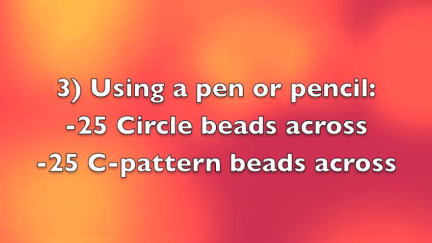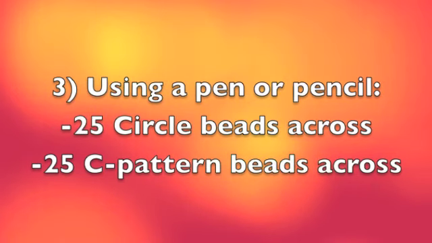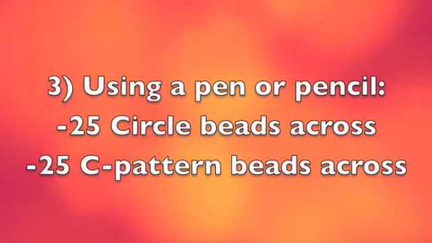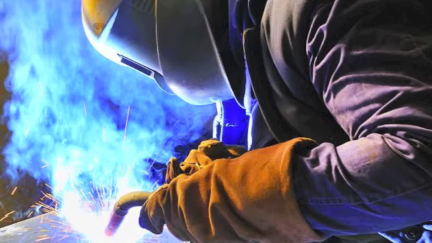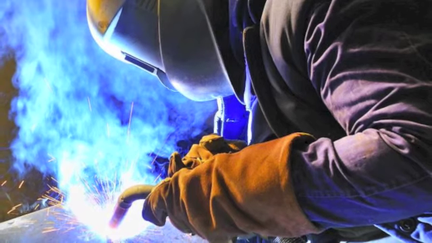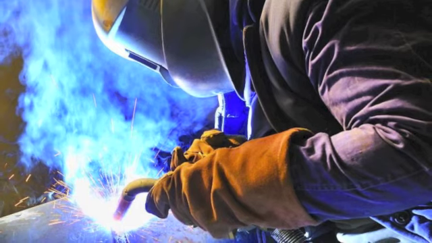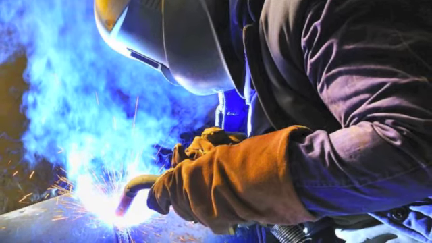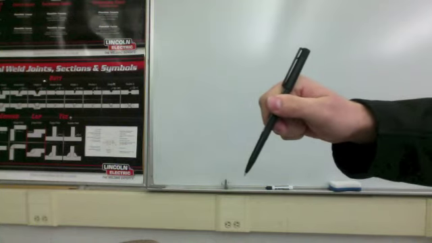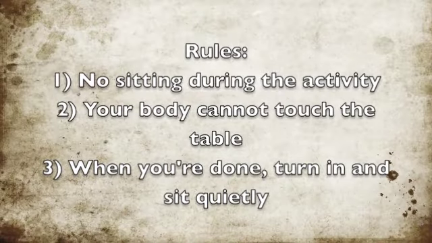You're going to use your pen or pencil to make 25 circle beads across the piece of paper and 25 C-pattern beads across. Now, thing to take notice of, this is to practice your welding form. If you guys were to sit down with your pen or pencil, your temptation would be to put your wrist down on the table to help you steady your hand. Now when you're welding, you're not going to be able to put your wrist down, so you're going to have to practice stability. So you're going to have to hold the pencil like that with your wrist off of the table.